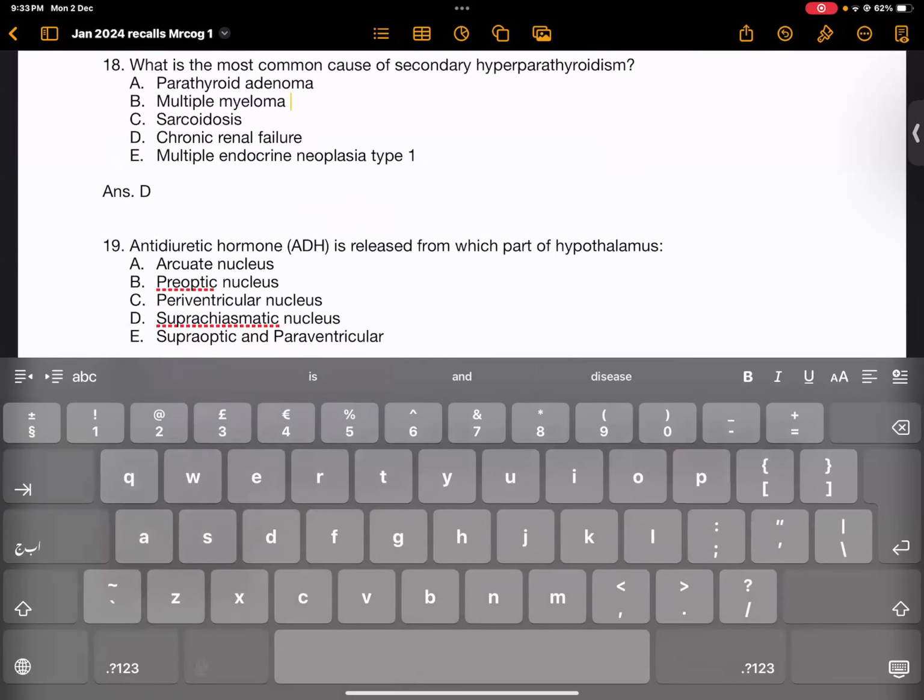Okay. So ADH is released from which part of the hypothalamus? Arcuate nucleus, preoptic, periventricular, suprachiasmatic, supraoptic, and paraventricular. So these nuclei are also very important. They usually ask about ADH and oxytocin. These two hormones are important, so you need to remember which part of the hypothalamus secretes them. Basically it is the supraoptic and paraventricular, and from these two nuclei the ADH hormone is released.